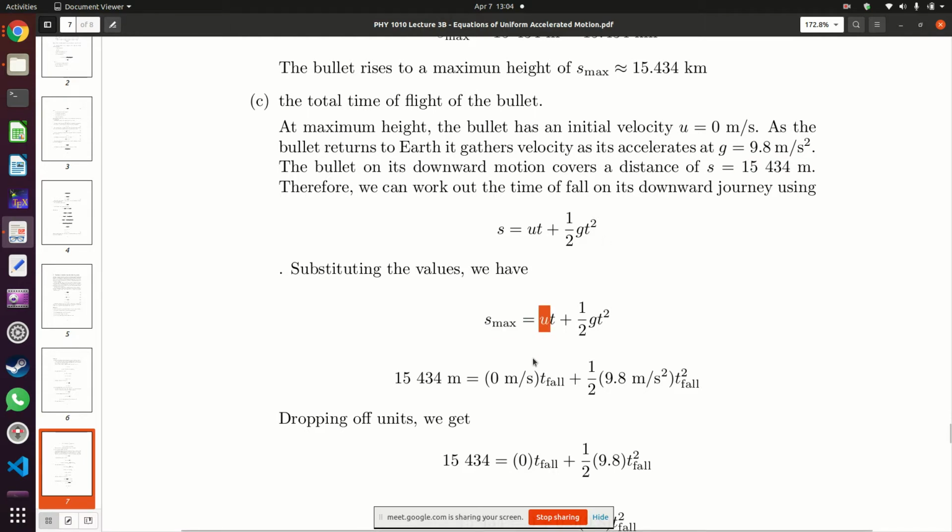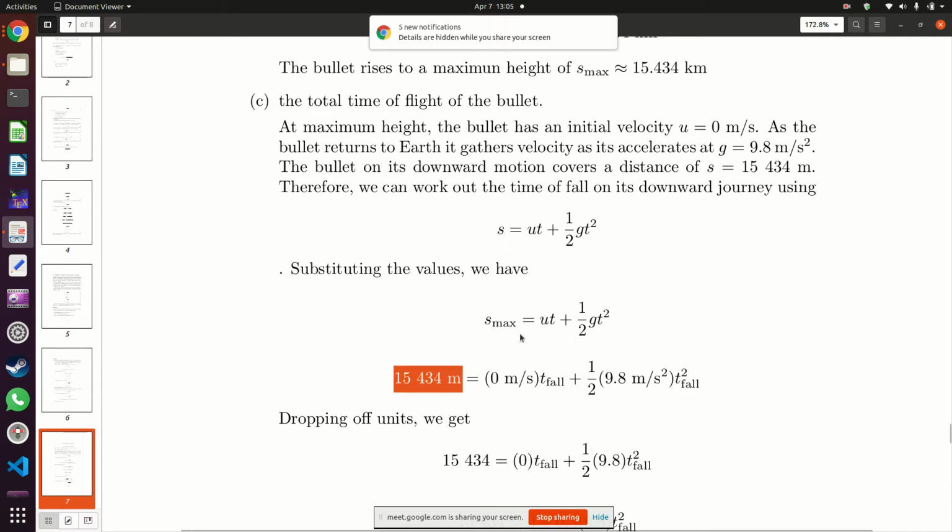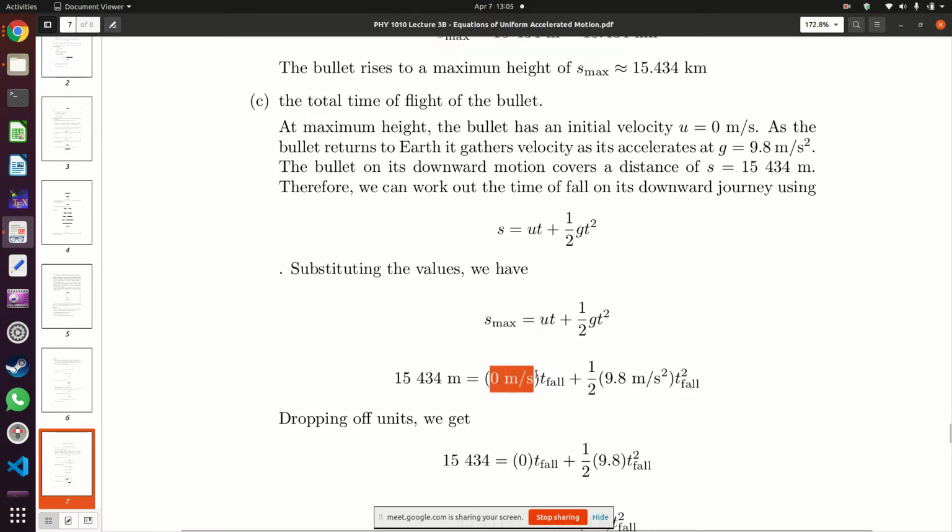The initial velocity is 0 meters per second. We are looking for the time, plus half g t squared. Since we are coming towards the surface of the earth, the g is 9.8 meters per second squared. So when you make the substitutions, the height through which the bullet is going to fall is the same as the height through which it rose. That's 15,434 meters. Then multiplied by the initial velocity from maximum height, that is 0 meters per second, multiplied by the time of fall, then plus half the 9.8 meters per second squared, times time of fall squared.